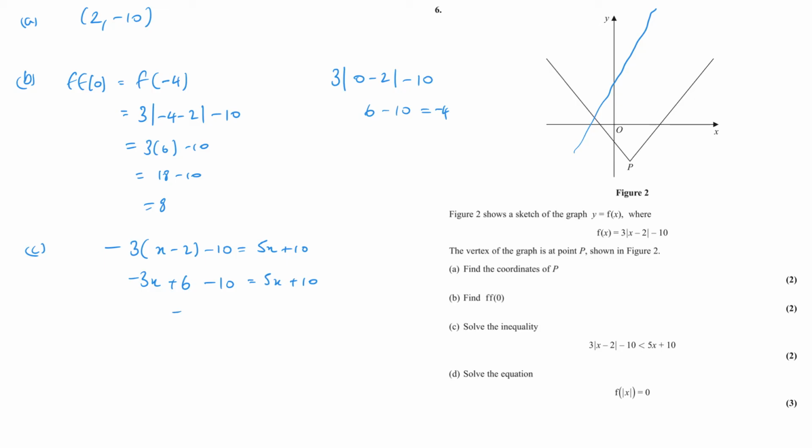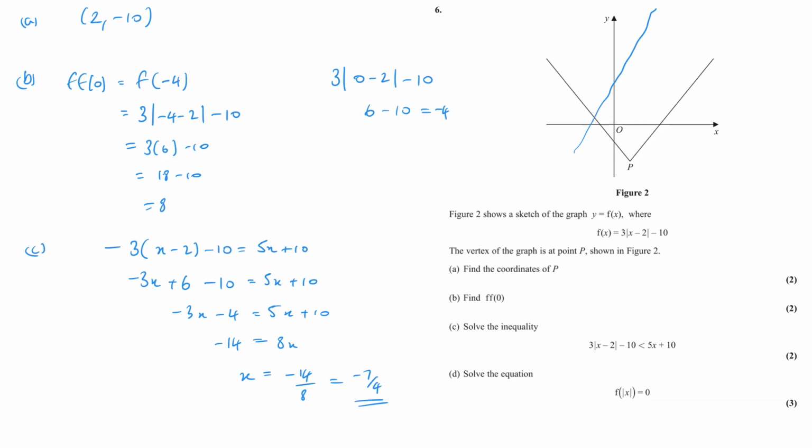6 minus 10 is, so minus 3x minus 4. So it's 8x minus 14. So x is minus 14 over 8, or minus 7 over 4. Okay, so that's my critical value.